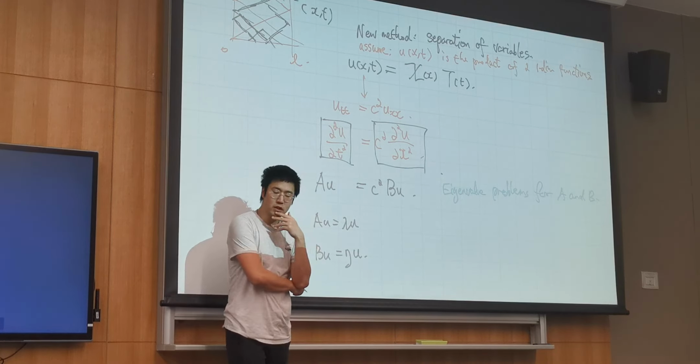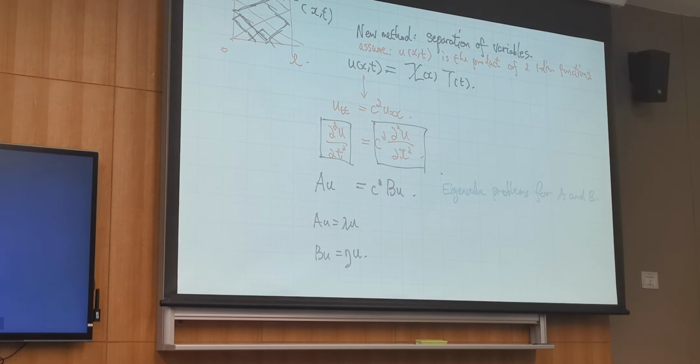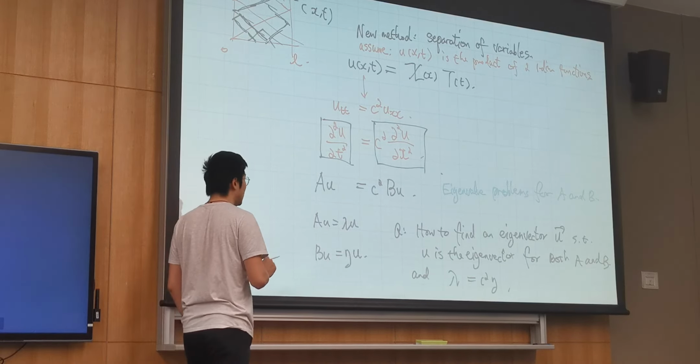So the new question is: how to find an eigenvector U such that U is the eigenvector for both A and B, and my lambda exactly equals C squared eta. I just need to look for an eigenvector like this.